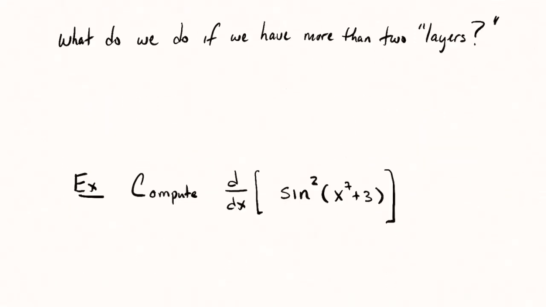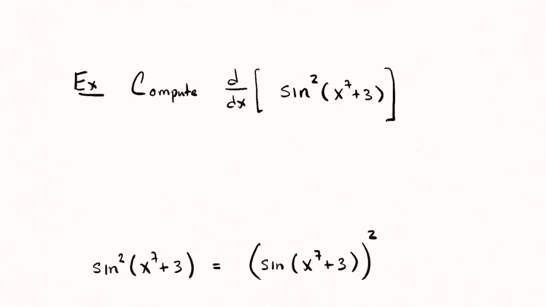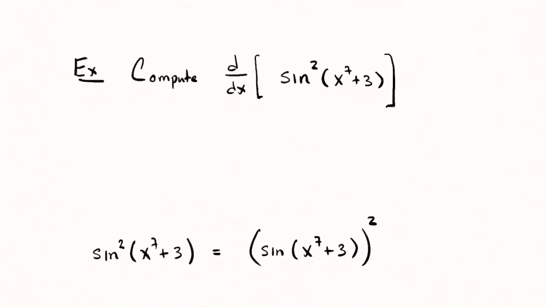Here, maybe this is the function I want to differentiate. I want to differentiate sine squared of x to the seventh plus 3. All right, so why does that composition have more than two layers, and what are the layers? I think we want to remember that when you write exponents on trig functions, when you write sine squared like this, what you mean is it's the sine of whatever you're taking the input of, a quantity squared.